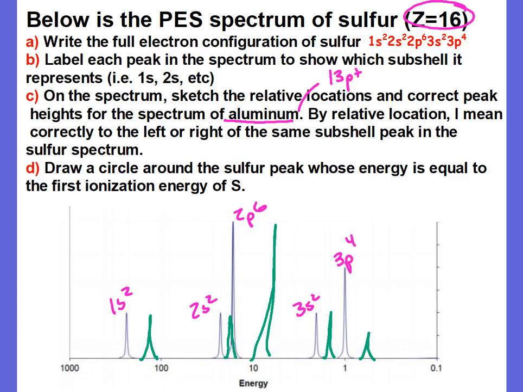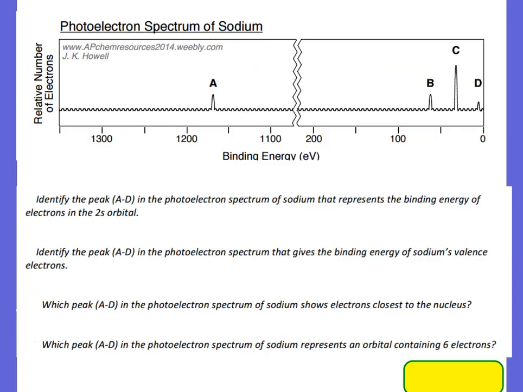And finally, our last question says, draw a circle around sulfur's peak whose energy is equal to the first ionization energy. In other words, which peak would have an electron removed if I were to remove one electron? Well, I would remove it from the outer, not the one closest to the nucleus, because 3p requires the least amount of energy to remove an electron from. So that peak is the peak that sulfur would lose an electron from if it lost an electron. Go ahead and pause the video and answer these 4 questions on your own. Restart when you are done.